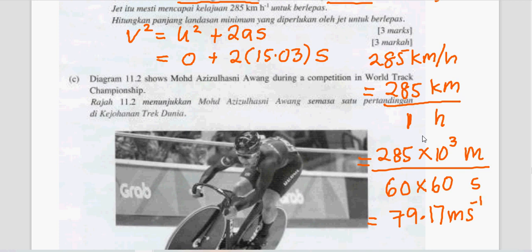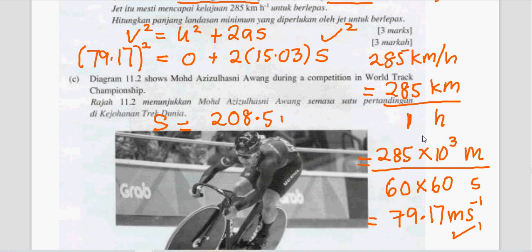So you all need to tekan calculator lah. Alright, here just masukkan in this formula. 79.17, don't forget to square it. Substitute. Convert the unit from kilometer per hour to meter per second, this is 1 mark. Then you substitute in the formula, mark number 2. Your final answer for the displacement is 208.5 meter. This is mark number 3. Leave your answer in 2 to 4 decimal places, okay? Is it clear or not?